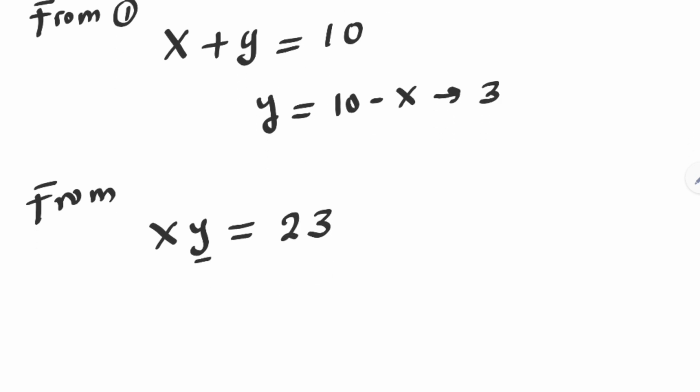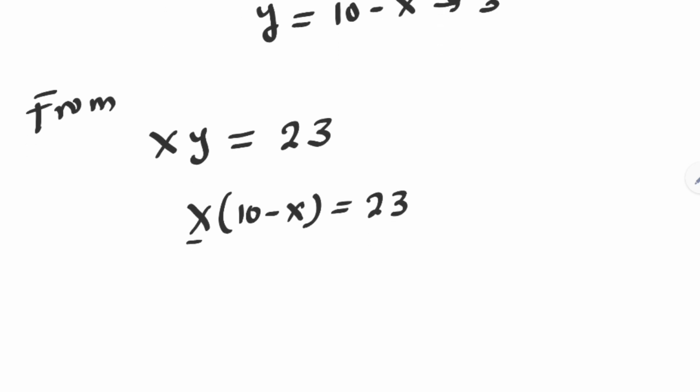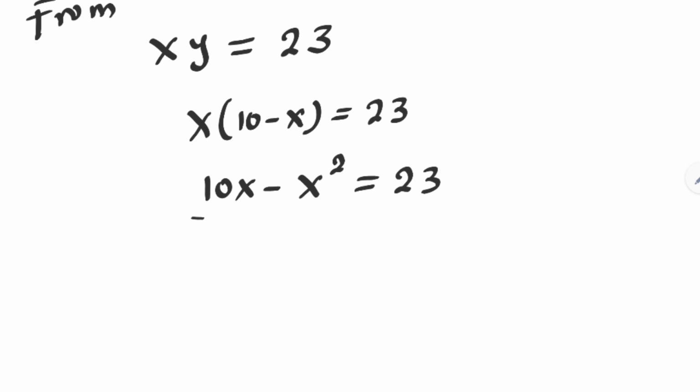Let us substitute for y, which is 10 minus x. x bracket 10 minus x is equal to 23. Now let's open the bracket. x multiplied by 10, 10x, minus x multiplied by x, x squared, is equal to 23. This can be written as minus x squared plus 10x.